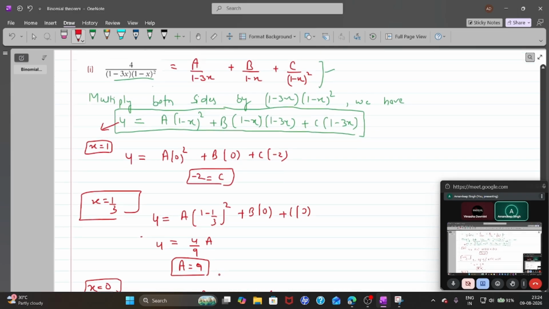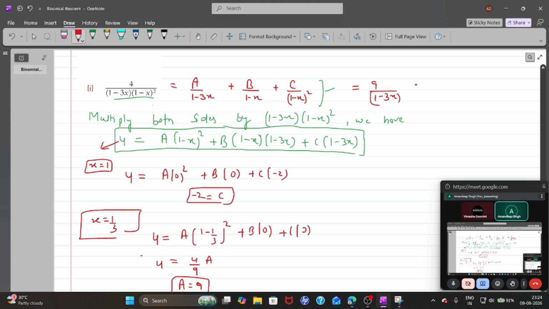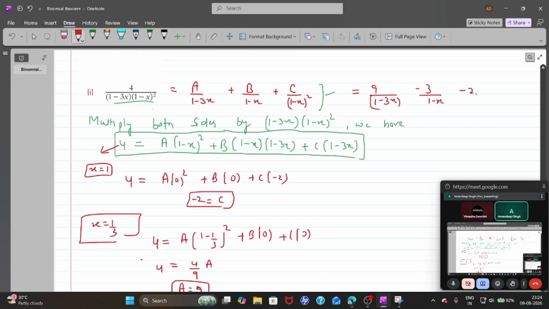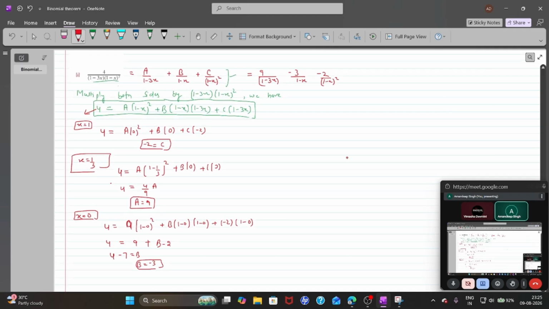So the answer for this question is 9 divided by 1 minus 3x. What was the value of b? Minus 3 divided by 1 minus x. And what was the value of c? Minus 2 divided by 1 minus x square. So that's how you have to solve it. Okay, you can note this down. After that, I'll give you one question to solve.